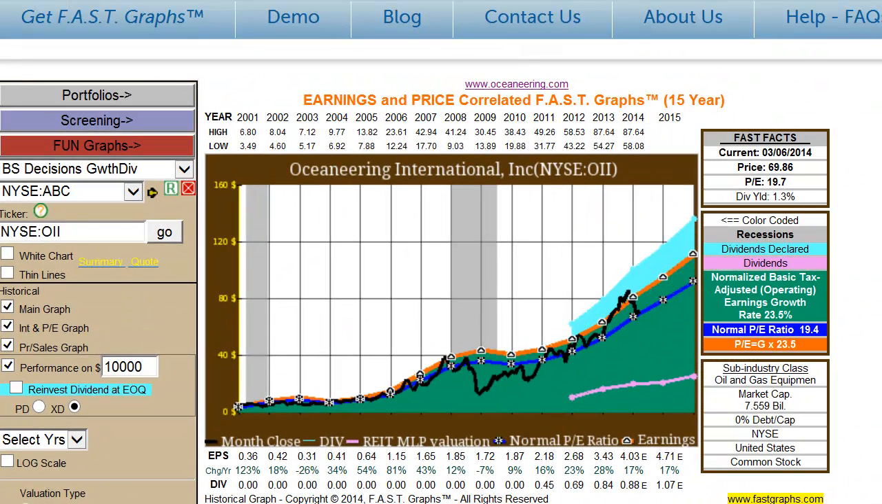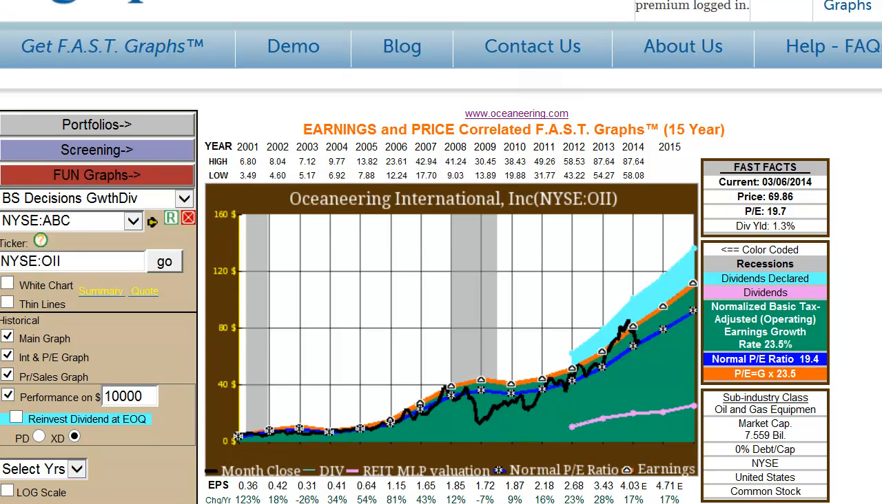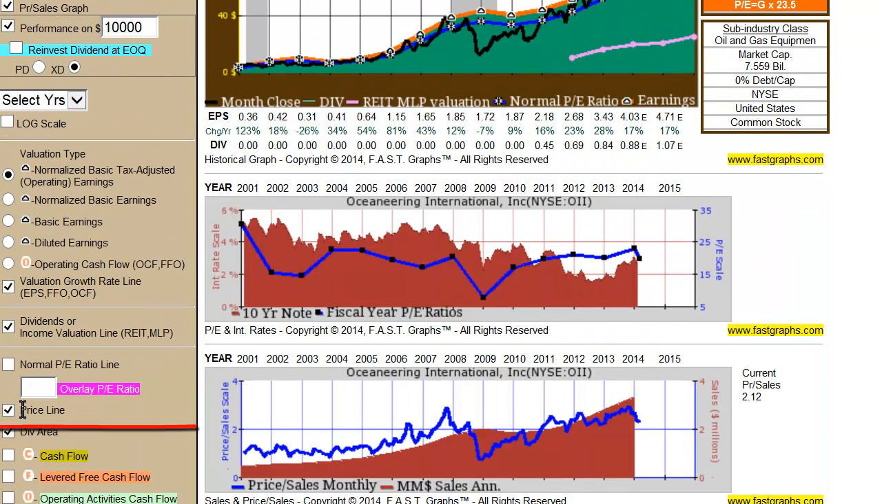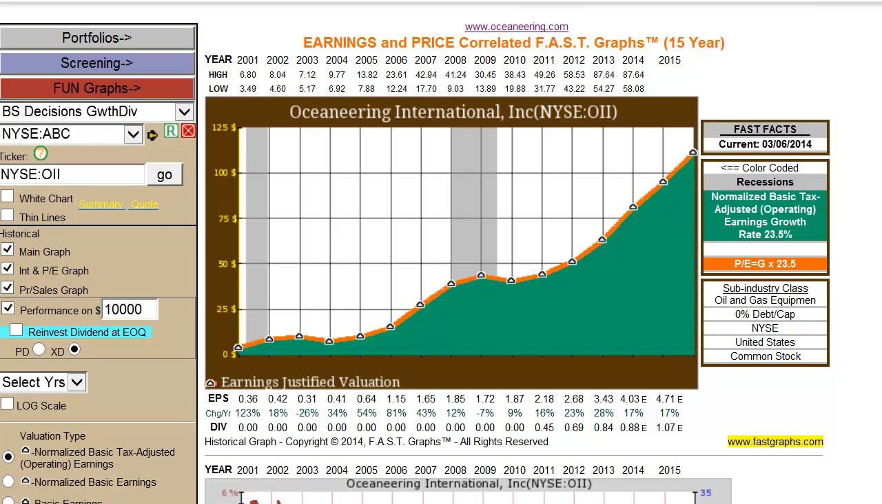First, let's build a complete FAST graph on Oceaneering International Inc., stock symbol OII. I am going to build a complete historical graph one component at a time by unchecking all the boxes except the valuation growth rate line. Then, by adding each of the other important components one at a time, I will present a vivid demonstration of what we mean when we say essential fundamentals at a glance.